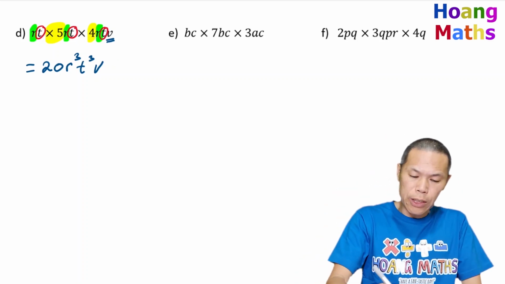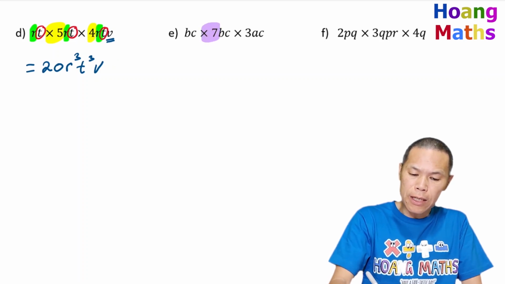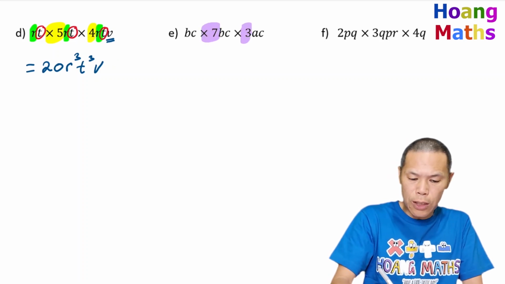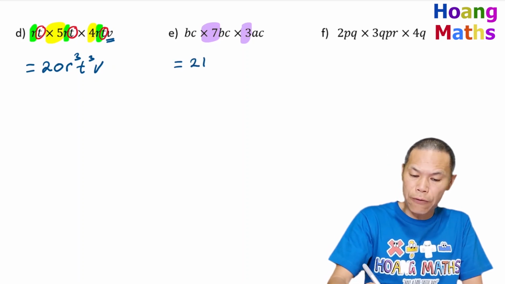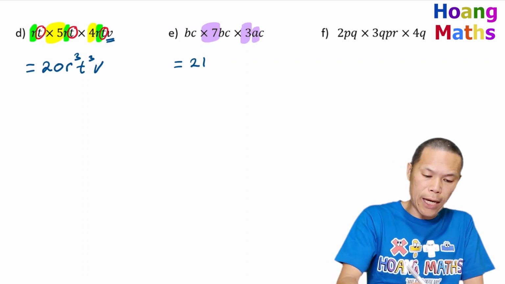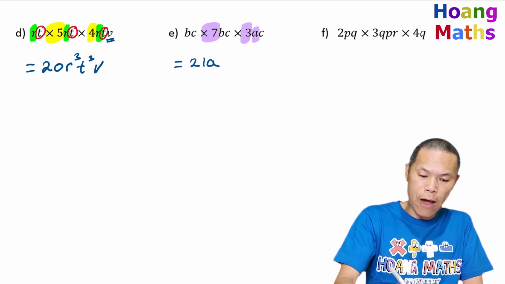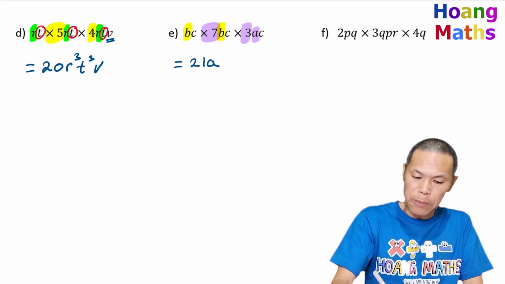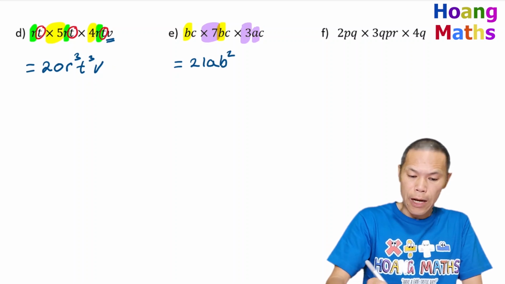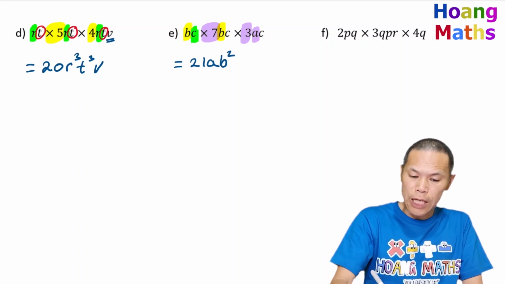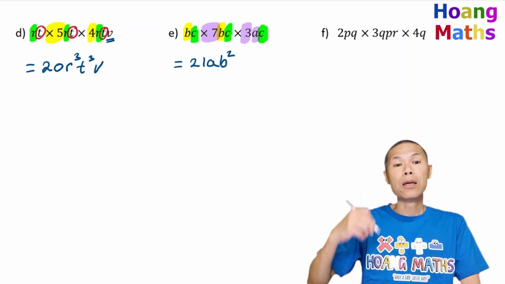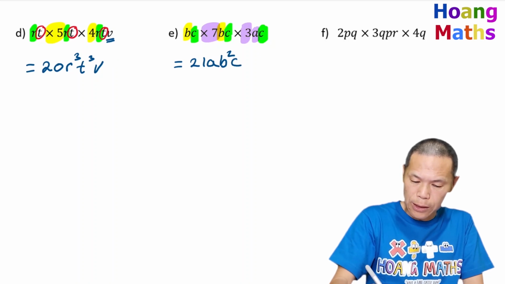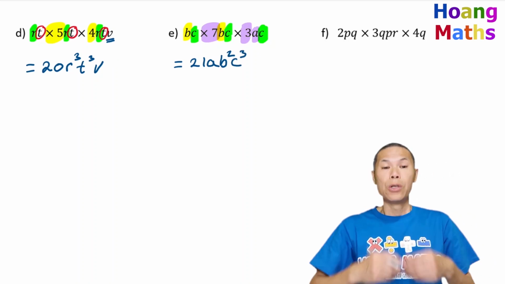Part E. We're dealing with numbers first. So we have 7, we times 3. And 7 times 3 will give me 21. And now we're just dealing with A first. So A is just 1A. We write it down. And then we have B, and we times this B. So B times B will give me B squared. Now we have C, and times with this C. So C times C is C squared. And we times another C, which becomes C to the power of 3. There you go.